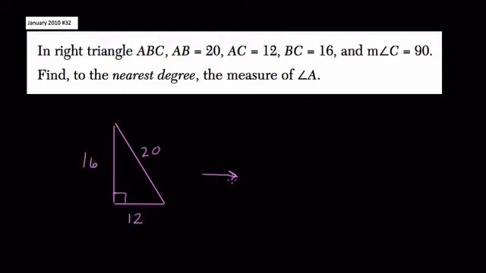If we scale this triangle down by dividing each side by 4, we would get 3, 4, 5. This is a classic right triangle.